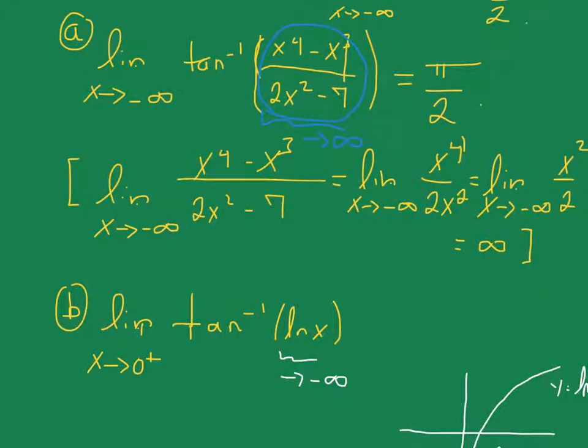As we just said, as x approaches 0 from the right, we're taking tan inverse of large negative values. Tan inverse of a large negative value is going to be close to minus pi by 2. We can conclude that this limit here is equal to minus pi over 2. Okay.